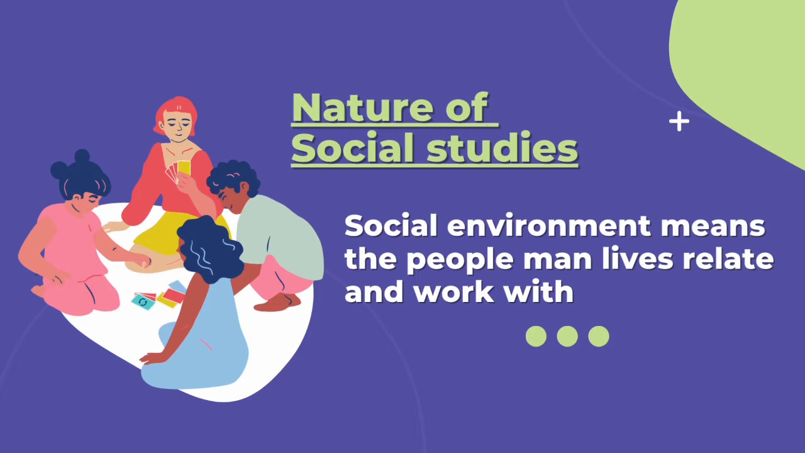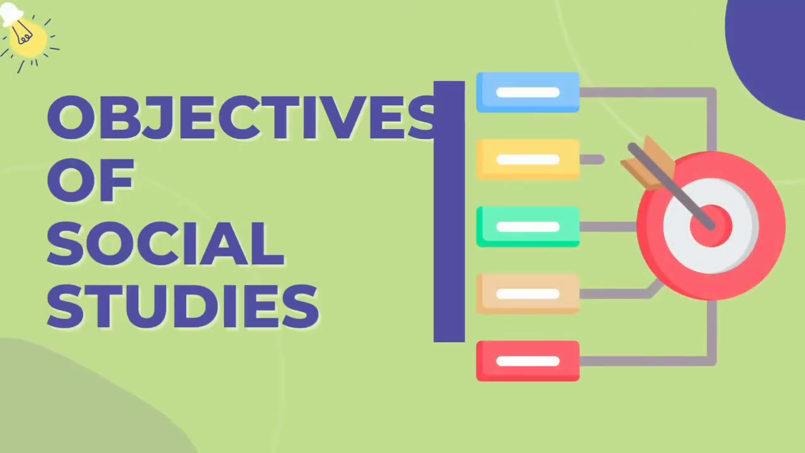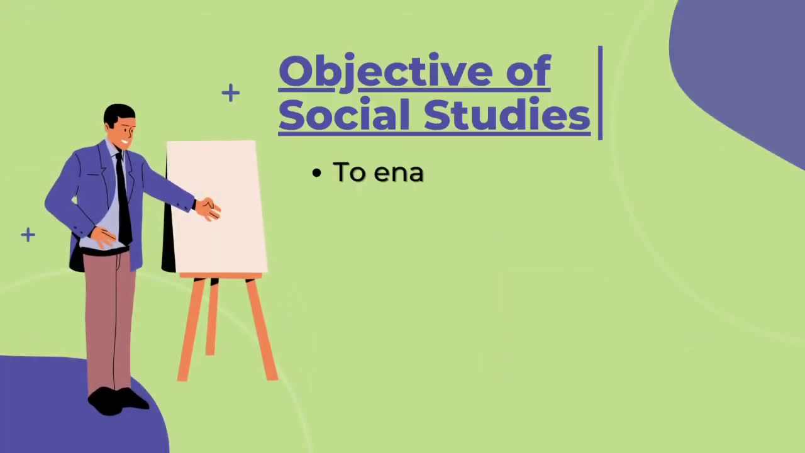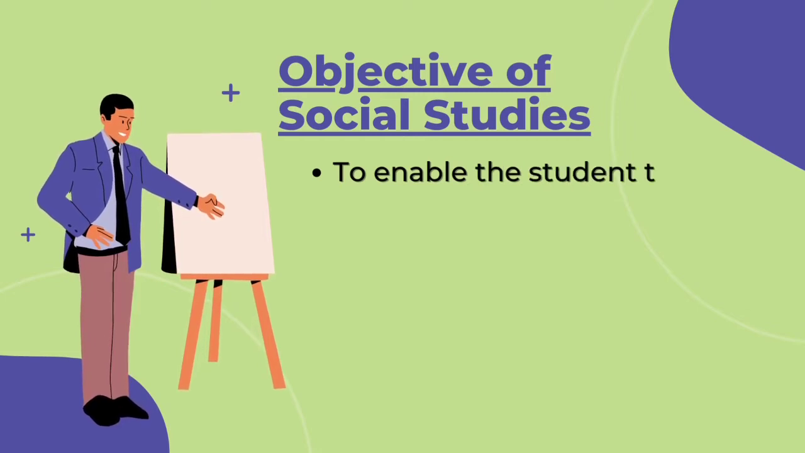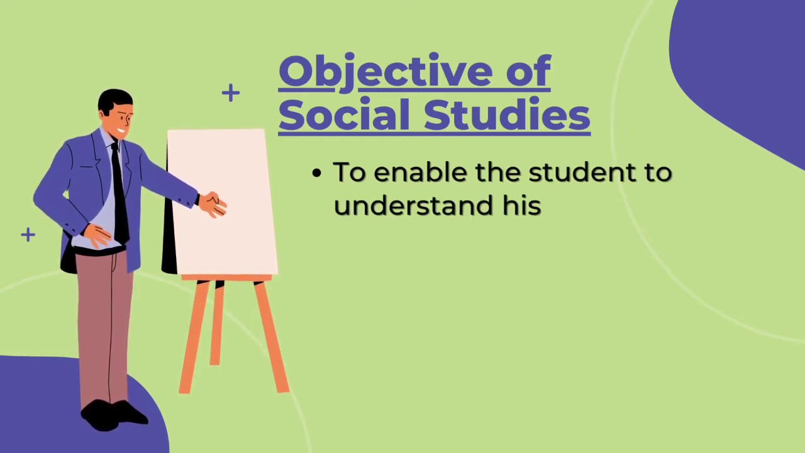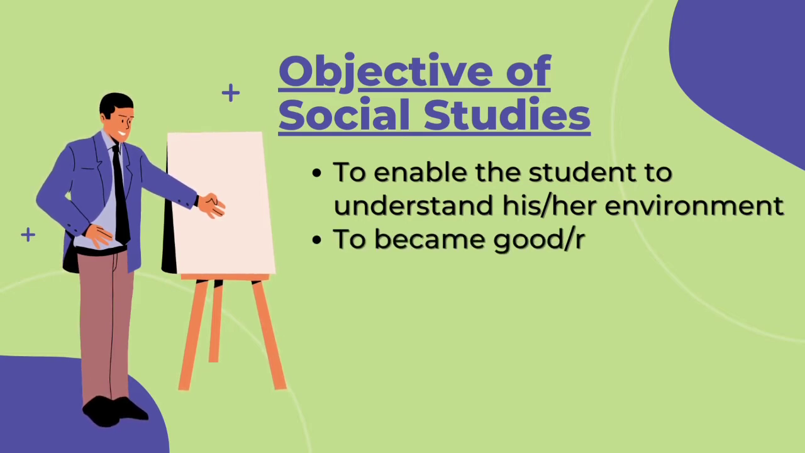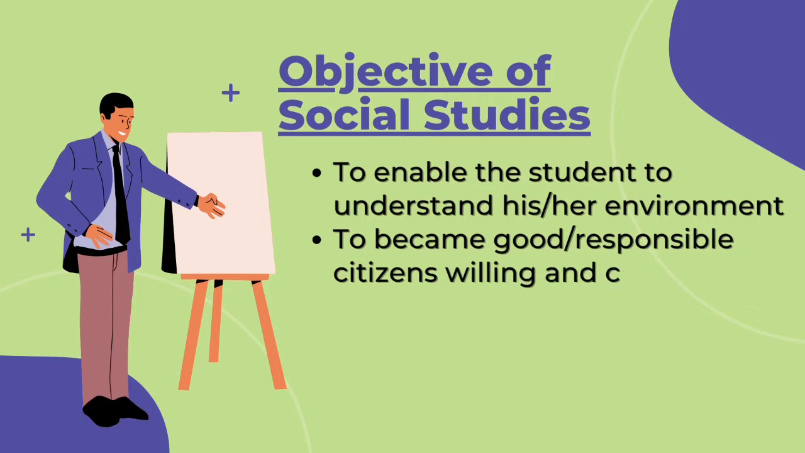All right. So what are the objectives of social studies? Number one objective of social studies is to enable the student to understand his or her environment. Yes, to enable you to understand your environment. So that's why we learn social studies.